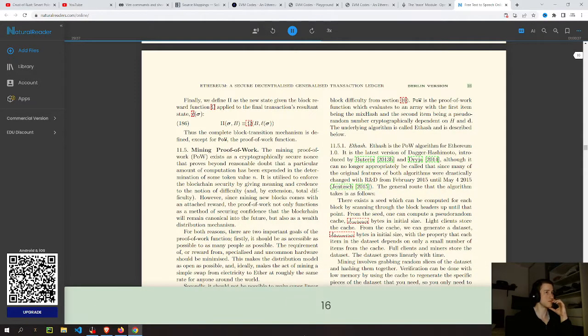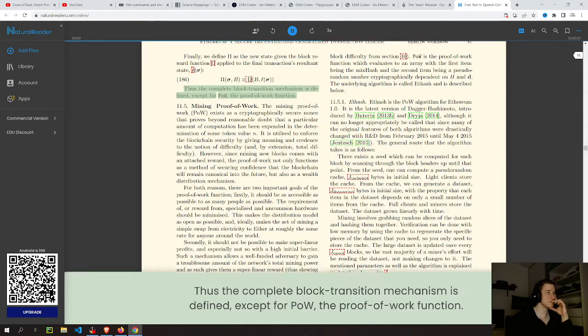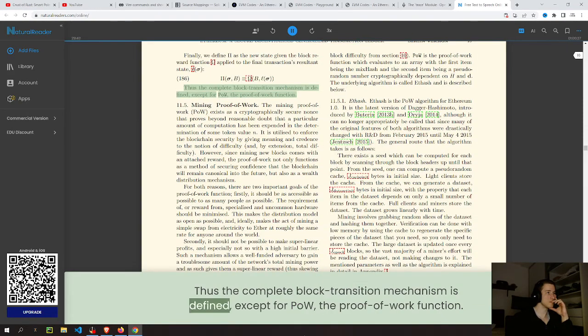Finally, we define pi as the new state given the block reward function omega applied to the final transaction's resultant state. Π(σ, B) = Ω(B, σ[n]). Thus the complete block transition mechanism is defined, except for PoW, the proof of work function.